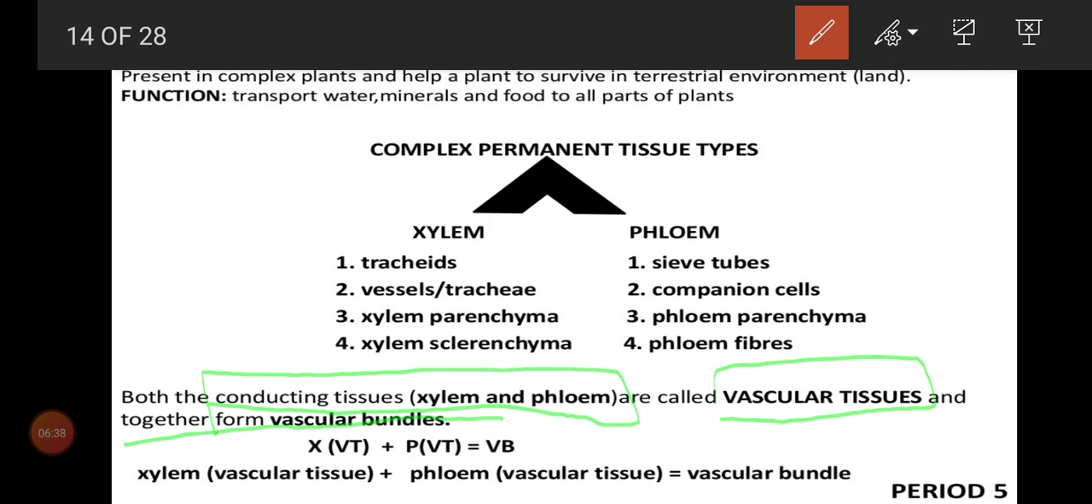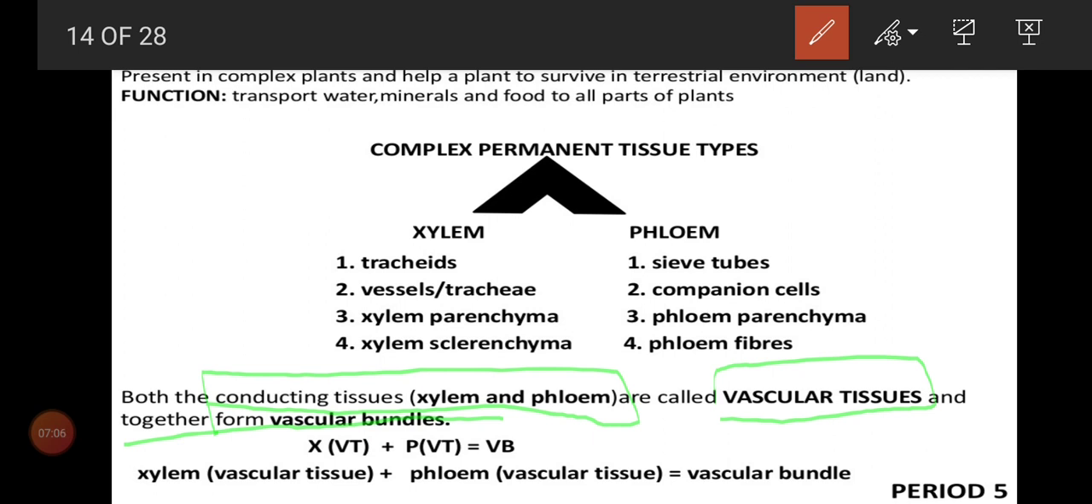Is that clear, children? So now you have learned the definition and function of complex permanent tissues. We can see complex permanent tissues in most of the land plants, not all. We cannot see them in herbs and most of the shrubs, and some of the trees; in most trees we can see complex permanent tissues. What is the function? They transport water, minerals and food to all parts of the plant.